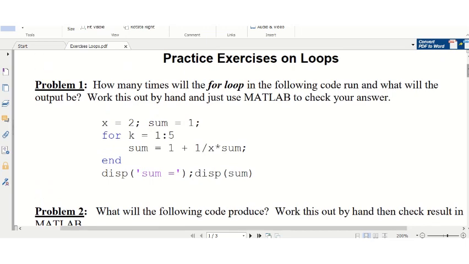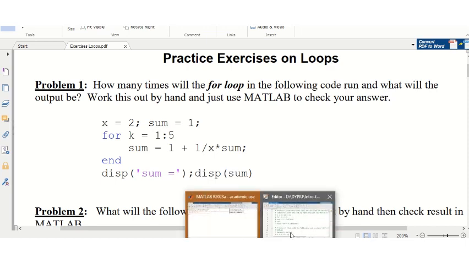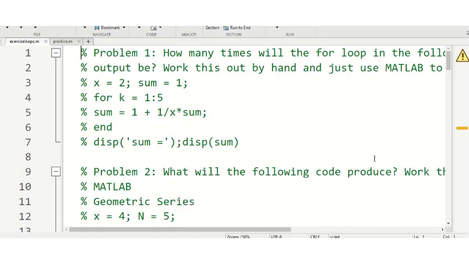Please try to do it with your own hands and then check it in MATLAB. The MATLAB program is already given to you. This is the program. So try to solve it from your side. So this is the program.